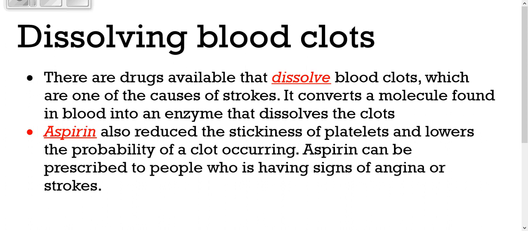So dissolving those blood clots, these are the drugs I was just mentioning, are available that dissolve these clots, which are one cause of the stroke. It converts a molecule found in the blood into an enzyme that dissolves the clots. Aspirin also reduces the stickiness of platelets and lowers the probability of a clot occurring. Aspirin can be prescribed to people having signs of angina or strokes. One thing to note is that we no longer give aspirin to children. It can cause a syndrome called Reye's syndrome.